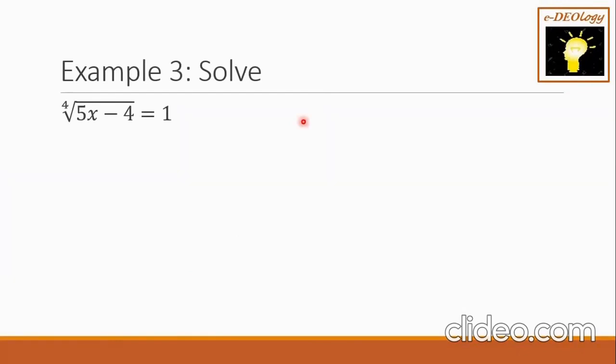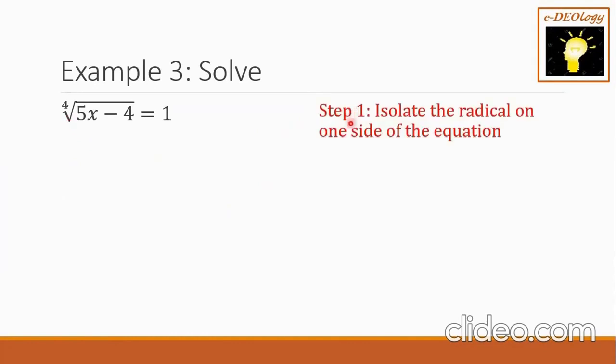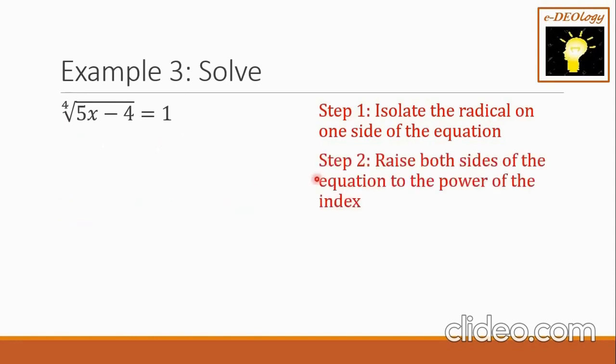So let us go to example 3. Solve the equation. Step 1. Isolate the radical on one side of the equation. In here, the radical is isolated already, so we will jump into step 2. We're going to raise both sides of the equation to the power of the index. The index here is 4, so we're going to raise both sides of the equation by power 4.